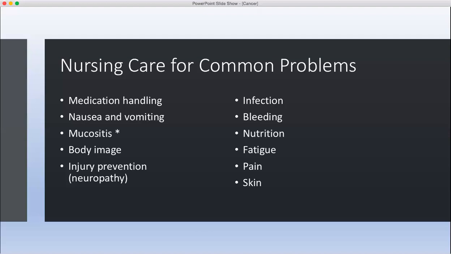Skin, kind of going back to the mucositis, we can end up with skin sores, things like that. And if we have an open area, that's a portal of entry for infection. So we need to make sure we're doing good skin care, keeping patients well hydrated, keeping their skin moist so it doesn't dry out, keeping them well nourished, good healthy skin, keeping them clean, moving them around, turning, relieving pressure off of skin, various different things. So there's a lot of things we can do with that as well.